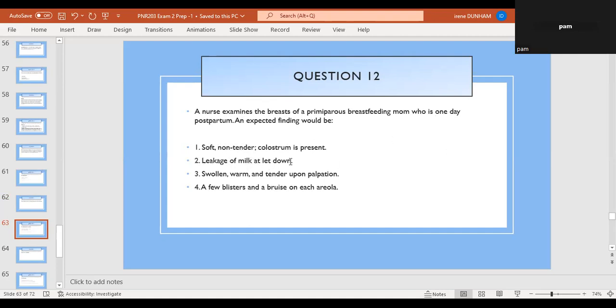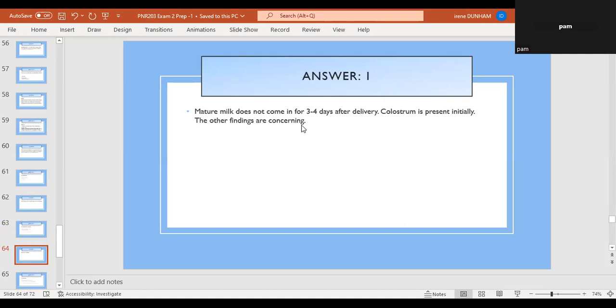Remember, milk doesn't come in that fast because this is 1 day. So the only one that you can choose is the soft, non-tender colostrum that's present. All right. See how I went back up to the question? And I'm asking myself, what's the question asking me? Let's see if I'm right. Number 1. There we go.